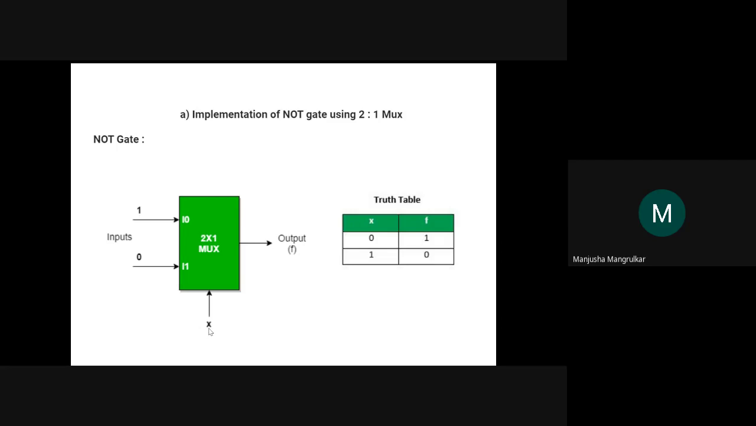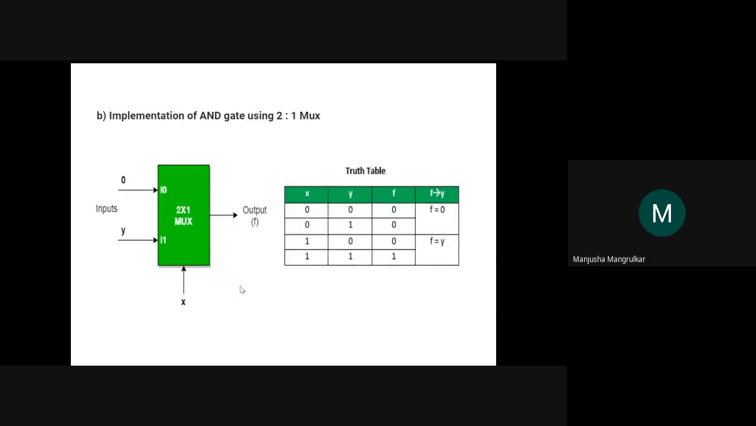If x is equal to 0, the output will be 1, and if x is equal to 1, the output will be a 0. So this data will transfer to the output, which means x represents a NOT gate. This truth table satisfies a NOT gate. So this mux is implemented as a NOT gate using a 2 is to 1 mux. Now we'll see how we design the next mux.